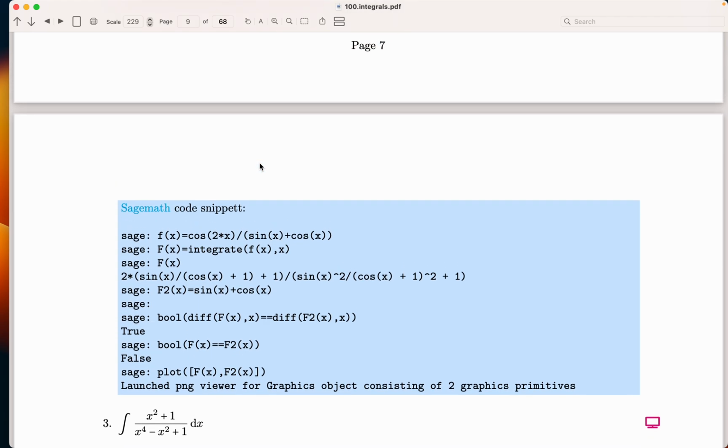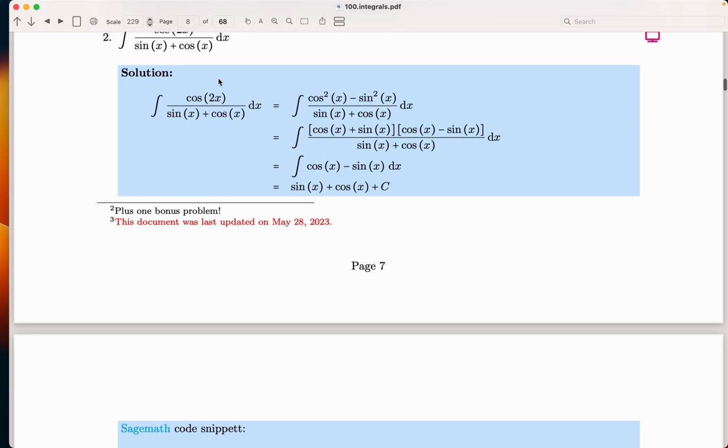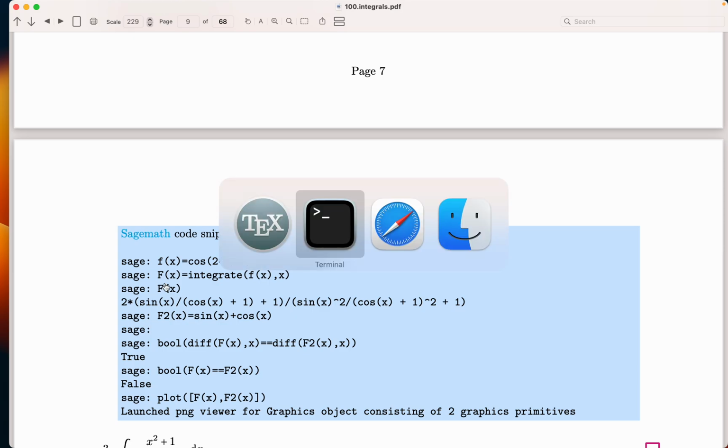So I typed it up a little differently than I did in the first problem. First of all, I typed in the function: cosine of 2x divided by sine x plus cosine x. That's typed in right over here in the first line. What did I do with the next line? Right, I found its antiderivative. I'm going to go back to Sage.